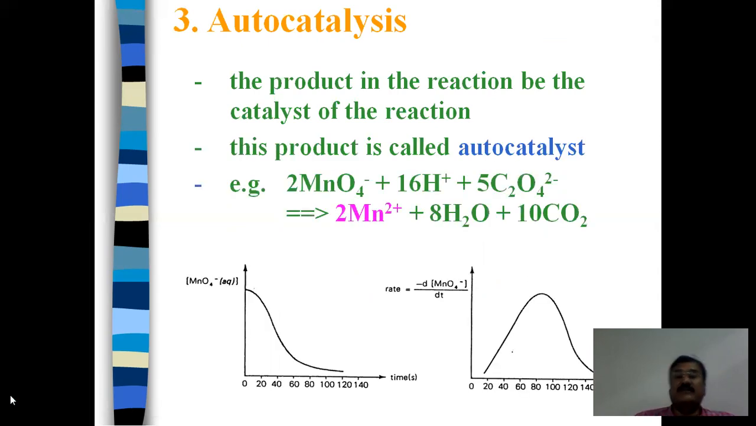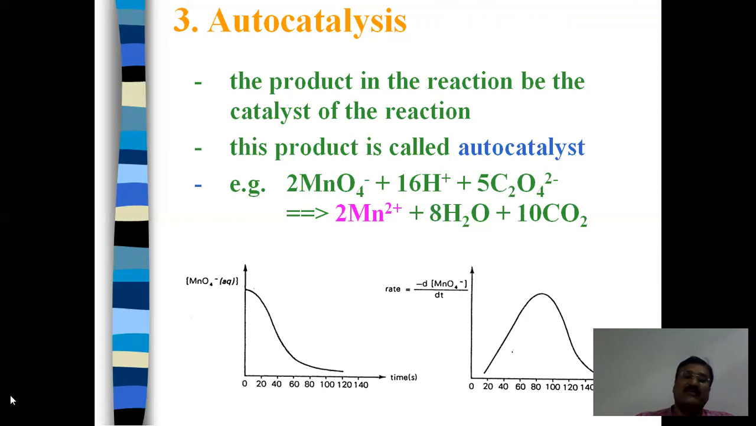Third one is autocatalysis. The product of the reaction acts as the catalyst of the reaction. In this type, the product formed during the reaction acts as a catalyst and it accelerates the rate of reaction. This reaction is called autocatalysis, and the product is called the autocatalyst. For example, 2MnO4 plus 16H plus 5C2O4 gives 2Mn plus 8H2O plus 10CO2. In this reaction, Mn acts as a catalyst during the reaction.